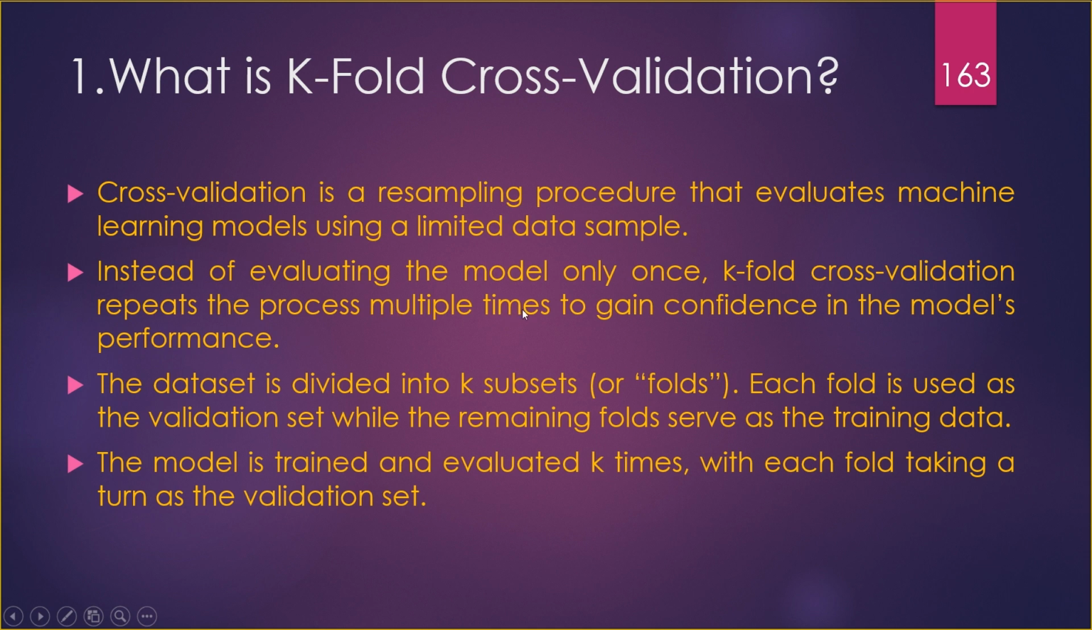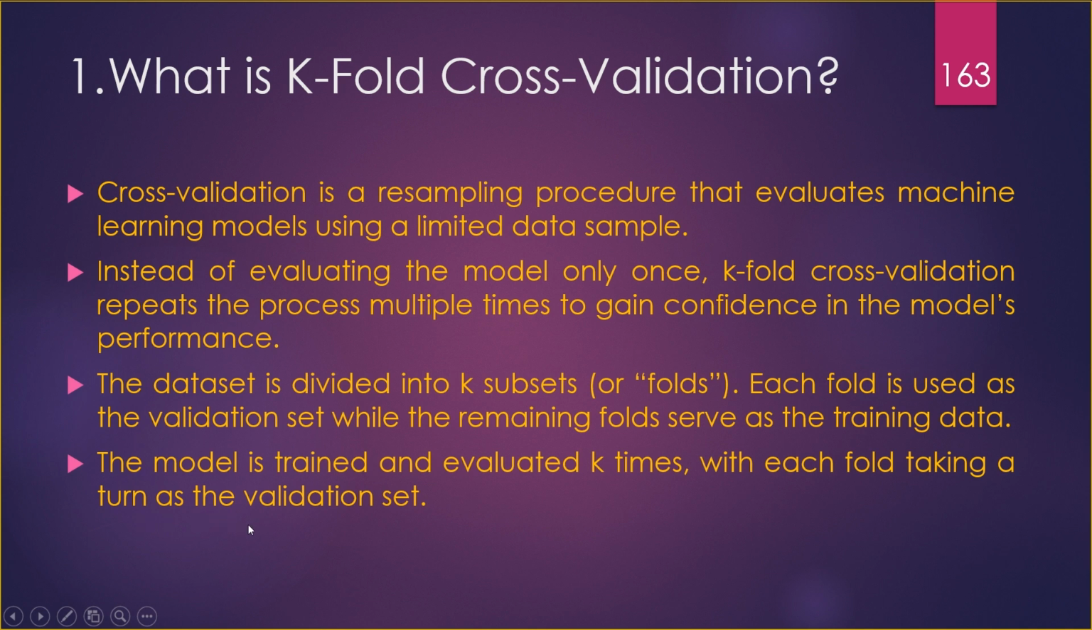And how does this multiple times come? It comes here. The dataset is divided into k subsets or folds, as I just said. Each fold is used as the validation set, while the remaining folds serve as the training data. Okay? The model is trained and evaluated k times. If k is 5, 5 times, as I just told you, with each fold taking a turn as the validation set.